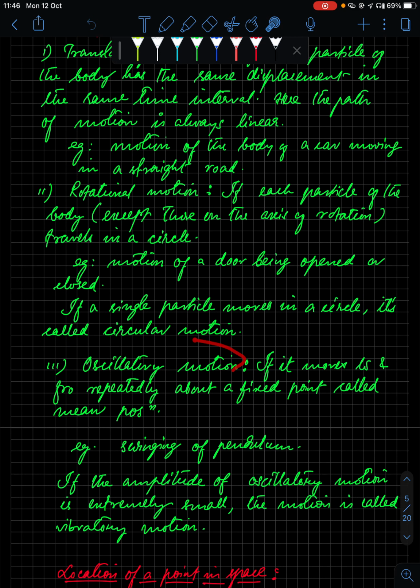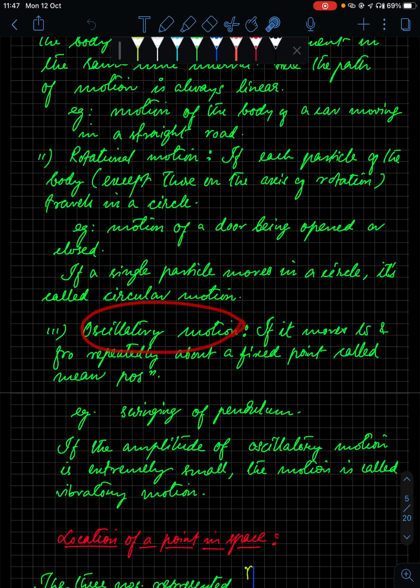The third one is oscillatory motion. In oscillatory motion, what happens? They move to and fro repeatedly about a fixed point called the mean position. Okay, I'll show that with the diagram. Swinging of a pendulum is an example. That is an oscillatory motion. It moves to and fro, right?